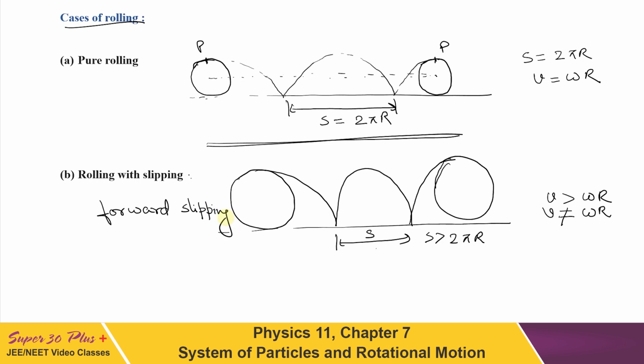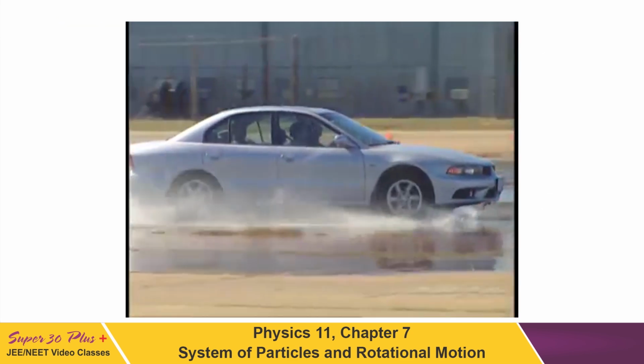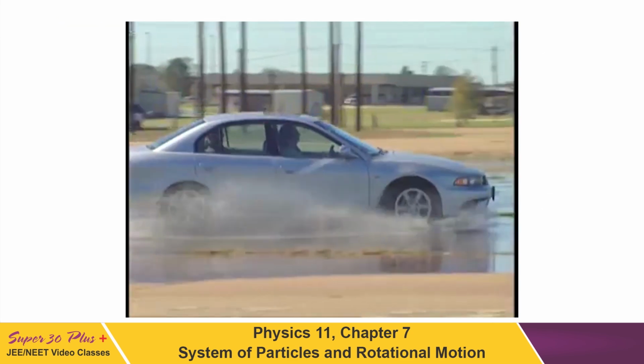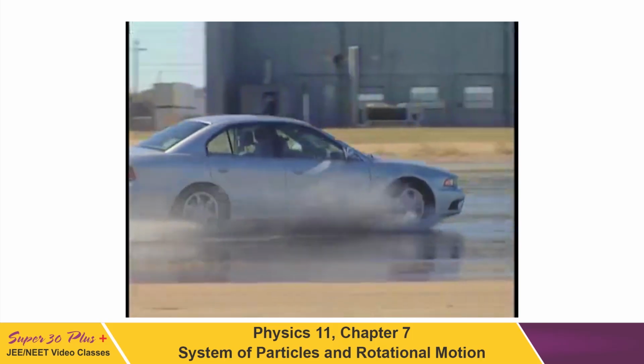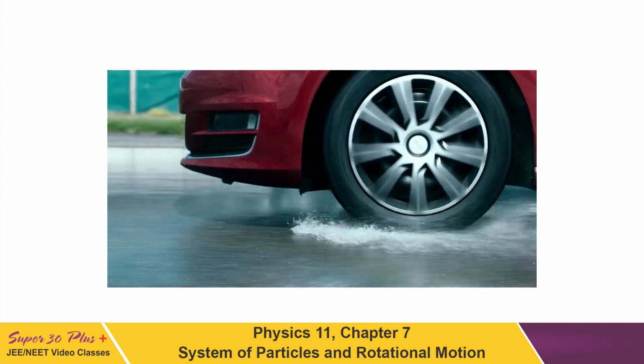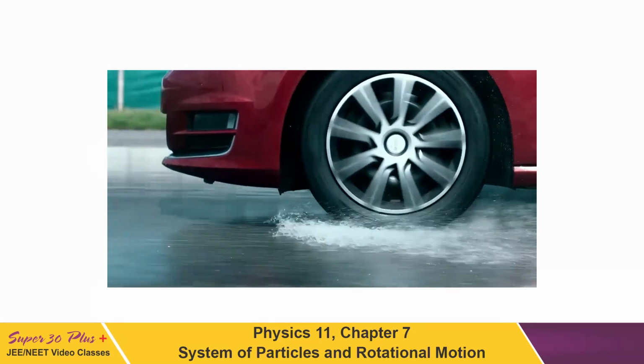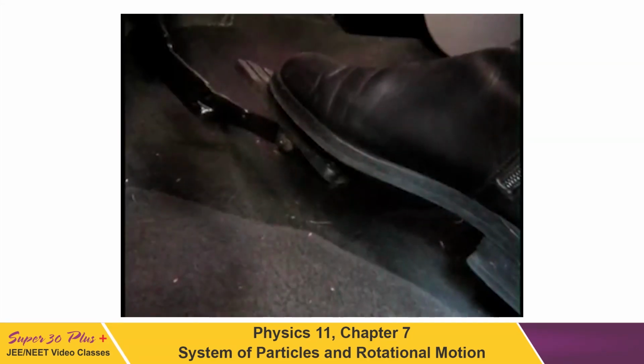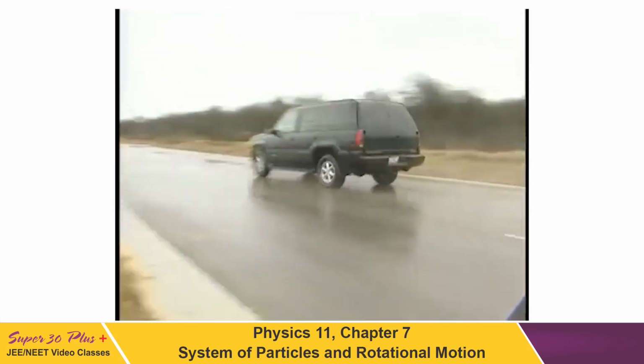Generally, motion of a wheel on the road is not pure rolling. It is always forward with slipping. When you accelerate your vehicle, that kind of rolling of the wheel is always rolling with forward slipping. And when brakes are applied, that is known as backward slipping.